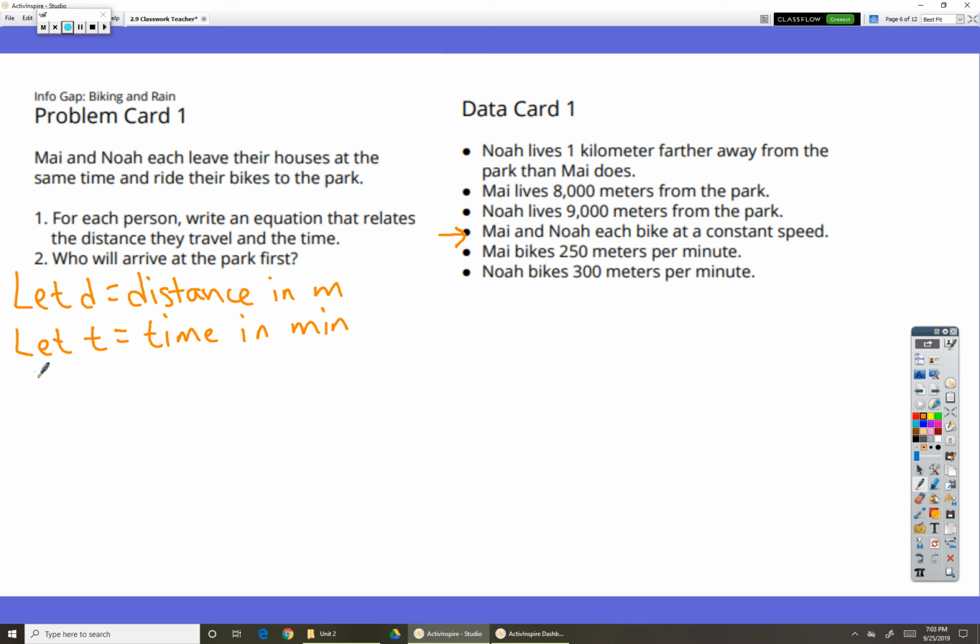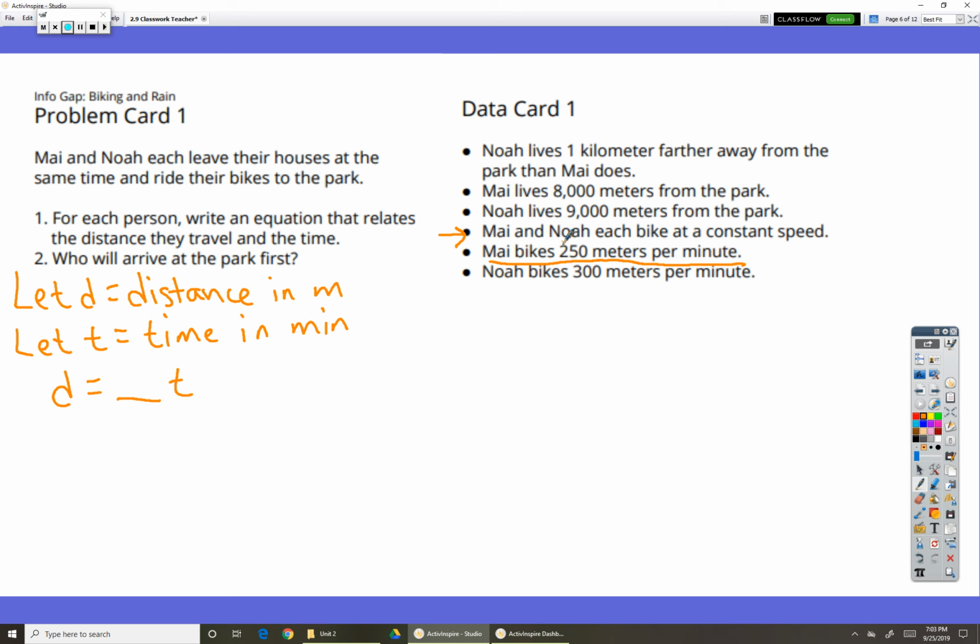So I'm going to write an equation, and I'm going to start with D. I'm going to say that D equals something times T. And you might choose to do T equals something times D, but here's why I started with D. If I look at my rates over here, I know that May bikes 250 meters per minute. So that means I'm going to need to multiply the 250 times the number of minutes. So that's why I chose to put time here, so I would be multiplying times the number of minutes.